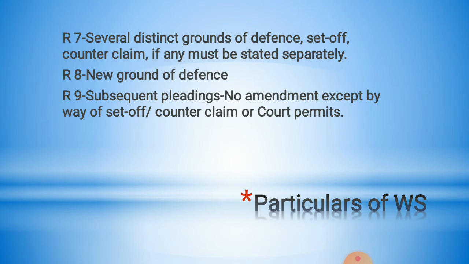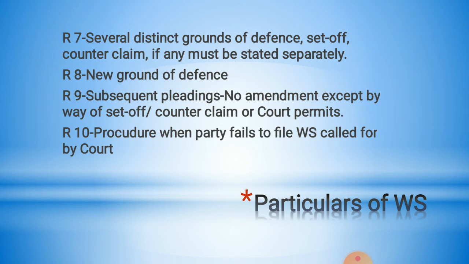Rule 9 speaks about subsequent pleadings, or rather it prohibits subsequent pleadings. Rule 9 says that pleadings shall not be allowed to be changed after filing. However, the court may allow any party to alter his pleading upon such terms and conditions as the court thinks fit. That means it is the discretion of the court to allow amendment in pleadings. Rule 10 speaks about the procedure when a party fails to present his written statement within the time. It says that the court may pronounce the judgment against him or pass such order in relation to the suit as it thinks fit. The court will draw up a decree accordingly.